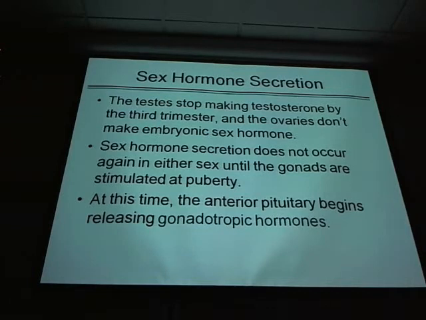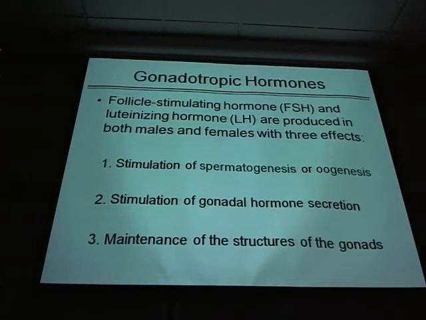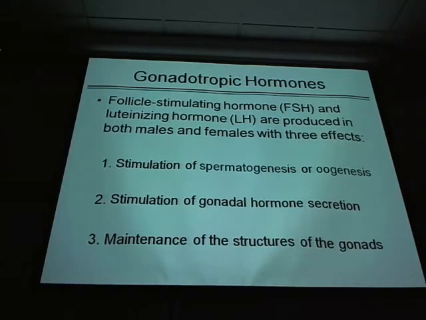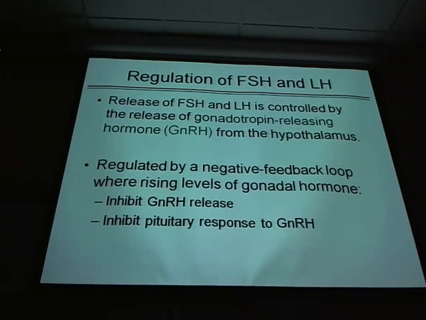Testes stop, like I said, making testosterone, which is very important. Ovaries don't even start until puberty, so both until puberty, right? Yep. At that time, your anterior pituitary is making gonadotropic hormones. FSH and luteinizing hormone are produced in both males and females and stimulate spermatogenesis or oogenesis, stimulate gonadal hormone secretion, and maintain the structures. Release of FSH and LH is controlled by gonadotropin-releasing hormone from the hypothalamus, regulated by negative feedback.